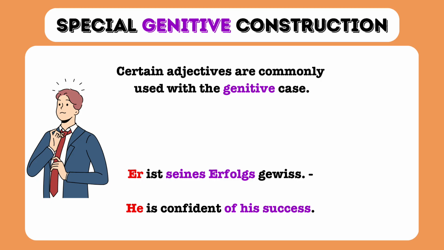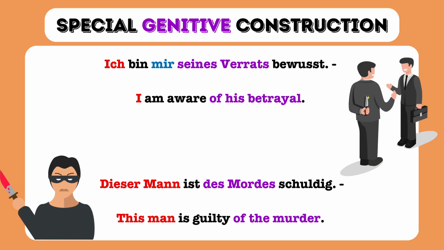For example, er ist seines Erfolgs gewiss. He is confident of his success. Ich bin mir seines Verrats bewusst. I am aware of his betrayal. Dieser Mann ist des Mordes schuldig. This man is guilty of the murder.